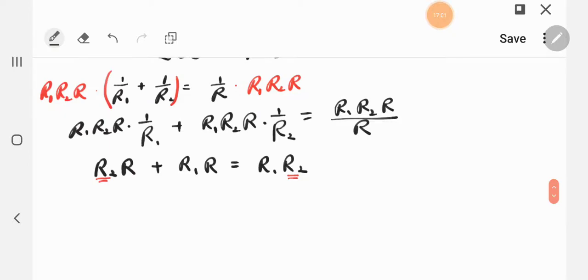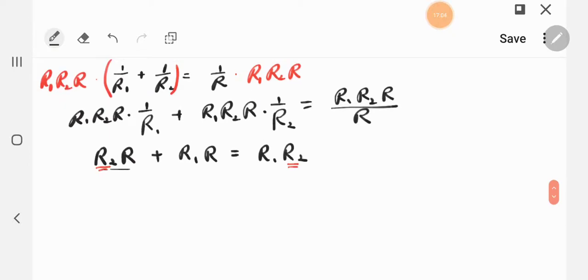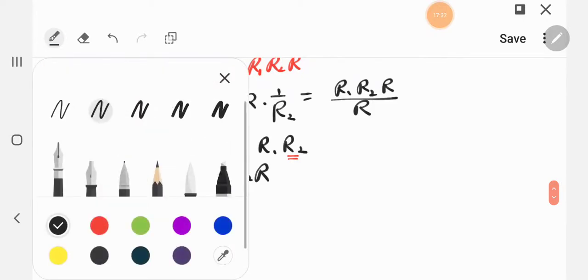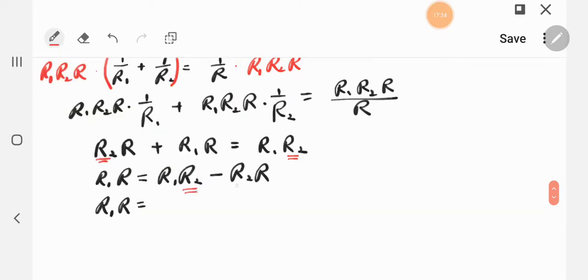So which is better? Should we move this R2R to the right? No, it's better to keep R1R and then move R1R to the right. Once you move this to the right, it will be minus R1R. The sign was positive, so it becomes minus. All right, then from the right side, you have R2, R2.